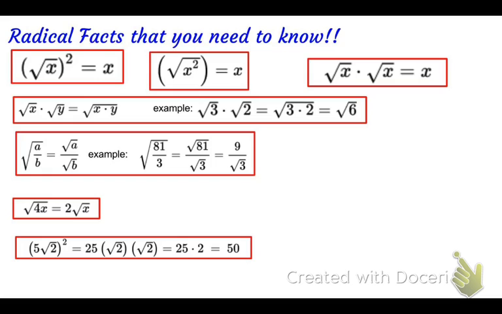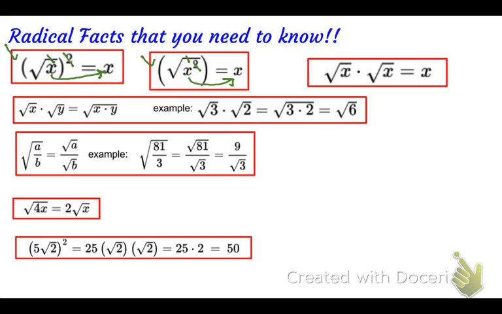So let's get started. Let's look at this one here. This is what we talked about in class today. When I have the square root of x squared, the square cancels the square root, and out pops the number. Now over here, the same thing happens. The square root cancels the square, and out pops the number. Okay.